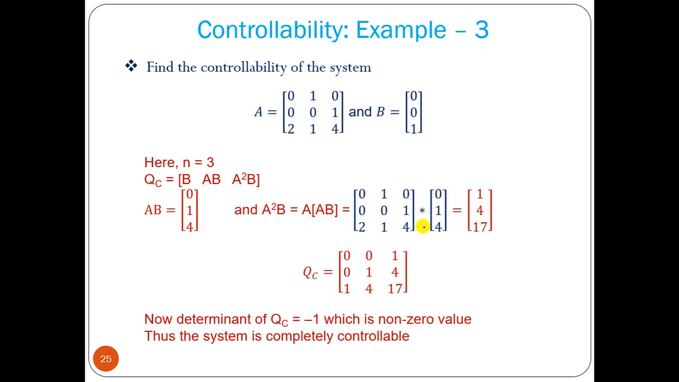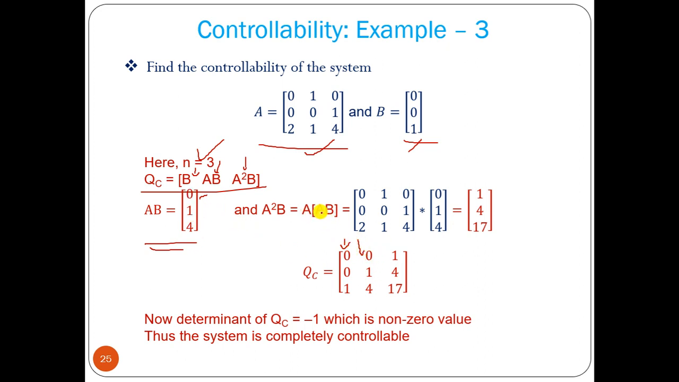Okay, let us solve another problem. Here the size of the A matrix is 3 cross 3. For B also, the number of rows is 3. So n equal to 3 now. So the size of QC means we must have 3 columns. Values should start from B, then AB, then A square B. So we have to find out the AB value first. So this will be 0, 0, 0, then 0, 0, then 1, then 0, 0, then 4. That is your AB. So the first one is the B matrix 0, 0, 1, next AB 0, 1, 4.